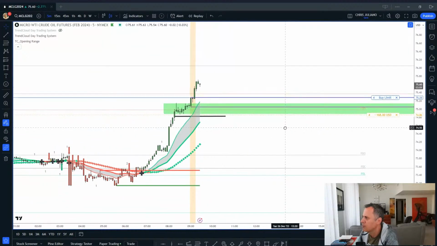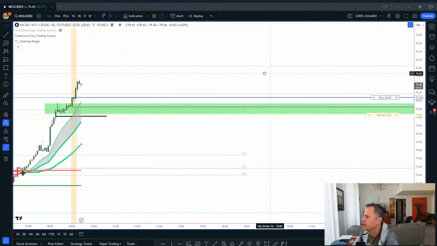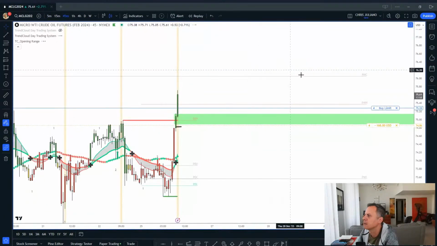But that would be your entry point, right? And we've got 4 contracts here. And what is this line up here? What is this line? Previous month's close. Okay, that could be a good target, right?